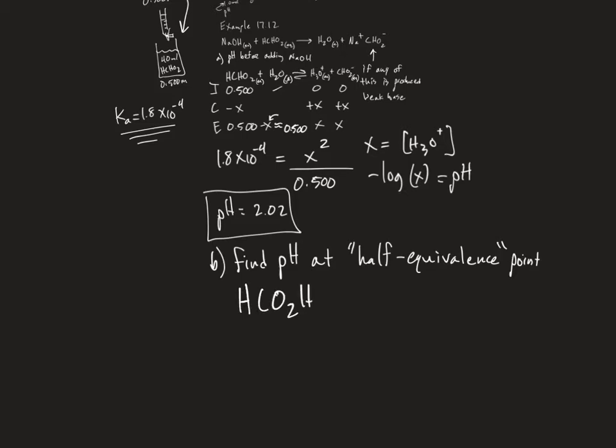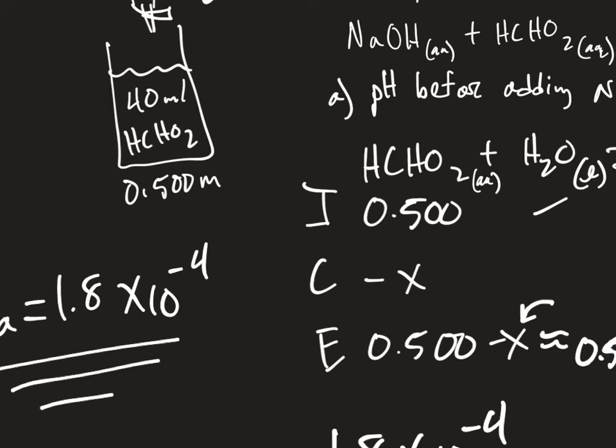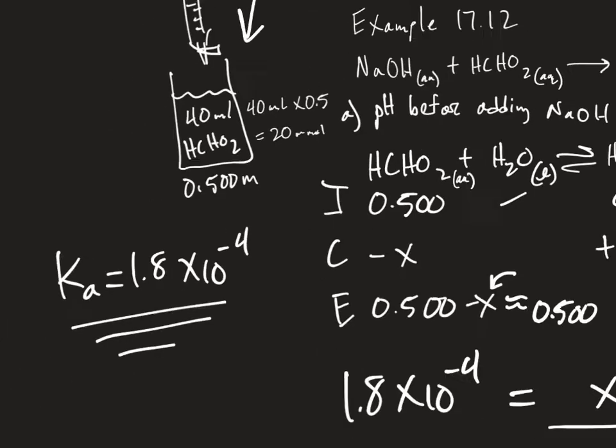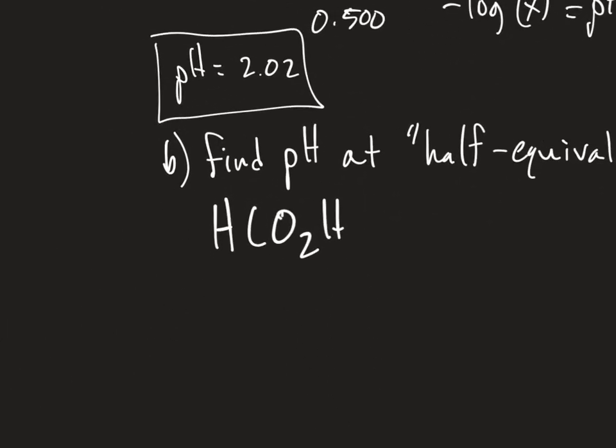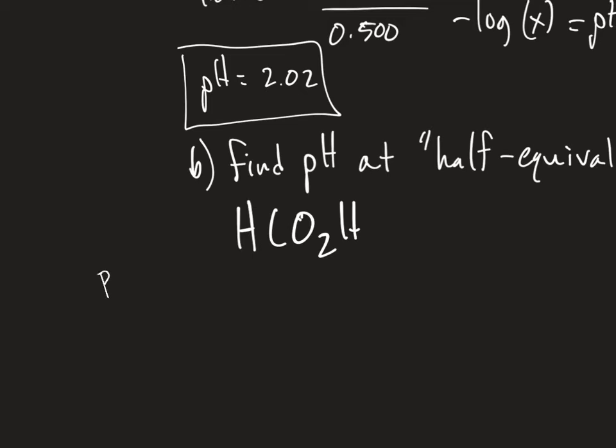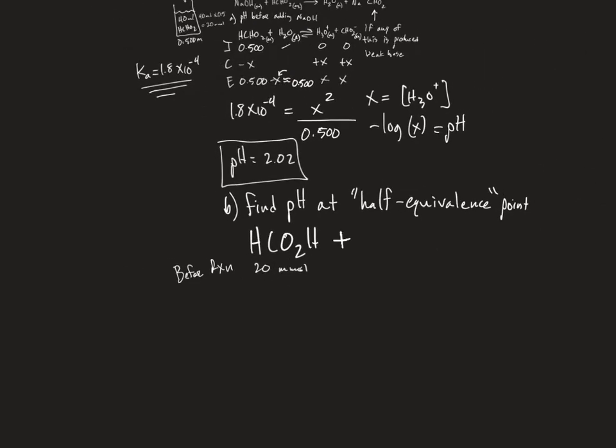It says we started with 40 milliliters at 0.5 molar. So 40 milliliters times the molarity equals 20 millimoles. Easy math. We don't even have to go to moles. So before the reaction, we've got 20 millimoles. And it says at the half equivalence point, so we're going to add NaOH to this now, and we're going to add 10. Ten would be the amount that would react with half of our initial acid.